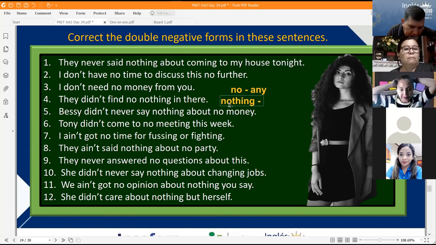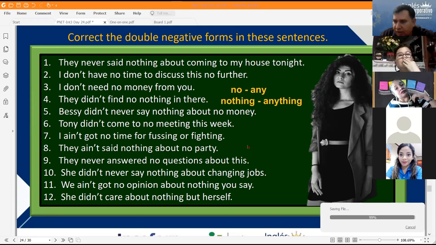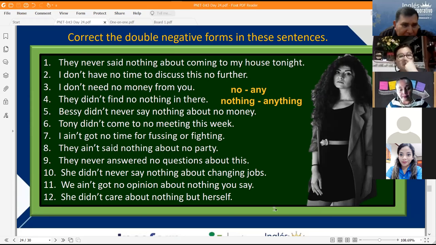Nothing, you have to change it for anything. If you find sentences with never, for example here, "didn't never say nothing," eliminate didn't. She never said anything. So you're going to be correcting these sentences in your groups. Example: "I don't have no time" becomes "I don't have any time to discuss this any further."